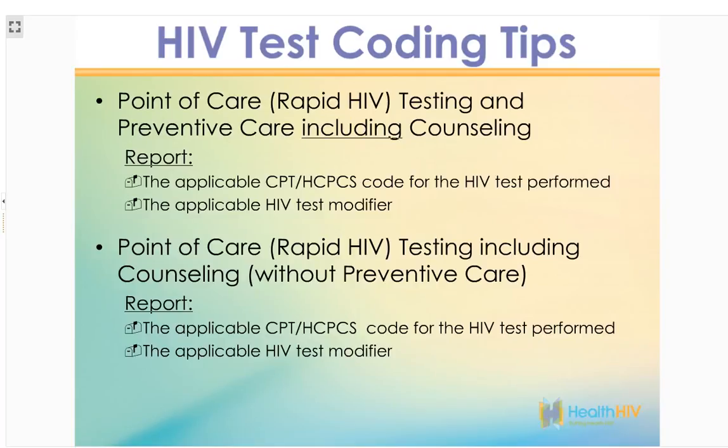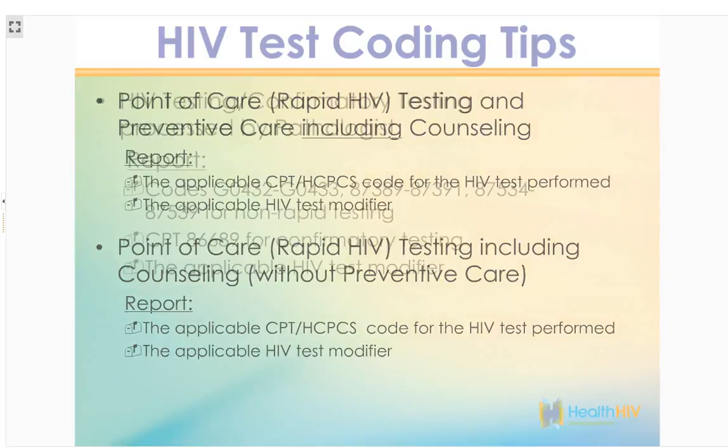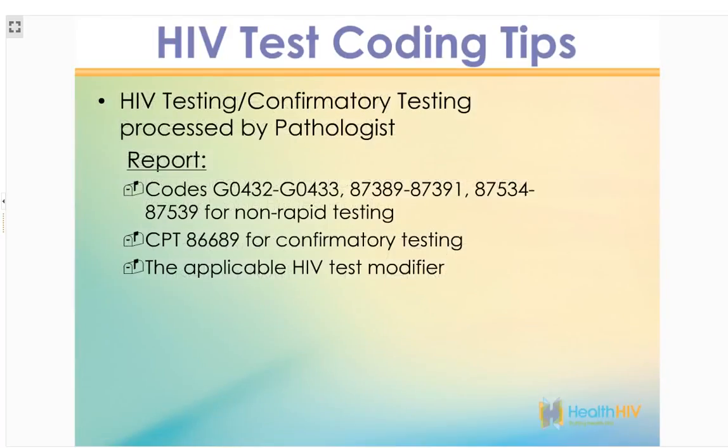The rapid HIV test with counseling. We looked at some of those scenarios. Rapid HIV testing with counseling without preventive medicine. The confirmatory tests are typically performed by, reported by pathologists. So if you have pathology in your practice, they would be using the codes. If you're sending these out, then you would not be reporting these codes.